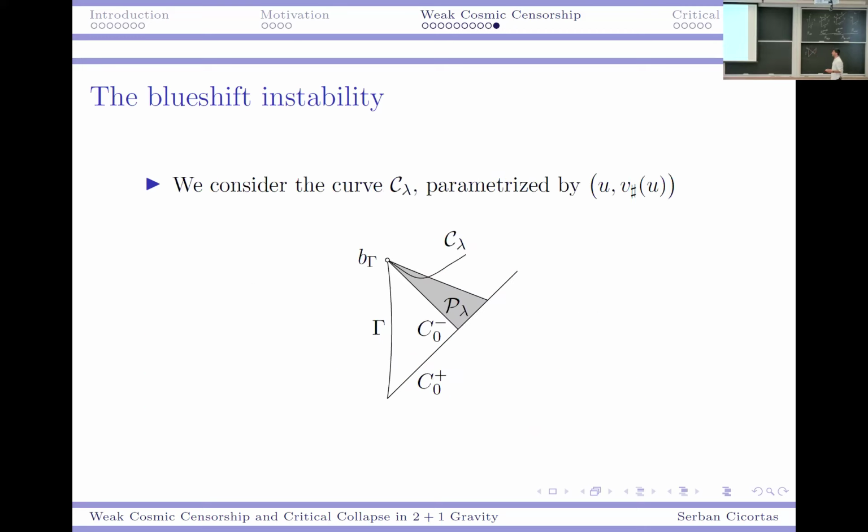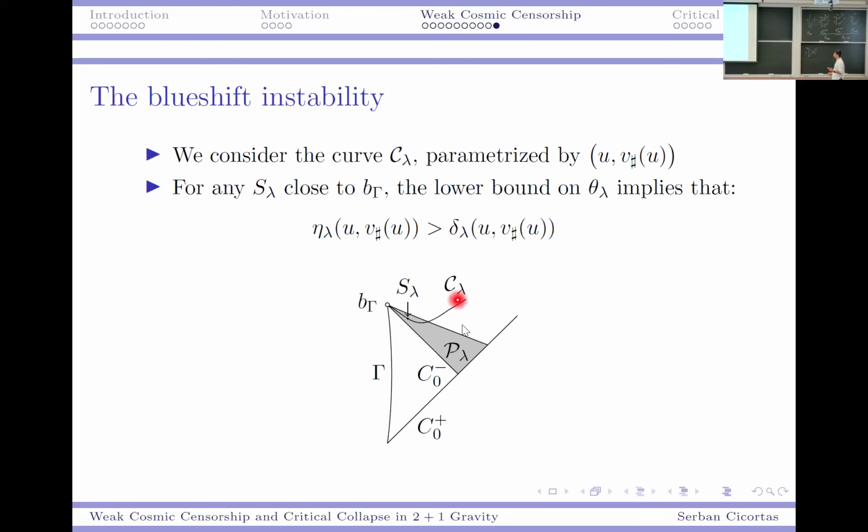And once you have this fact, you can basically show that you form trapped surfaces as follows. So I now consider a curve C lambda. You have to choose it wisely, but basically it enters the region P lambda very close to B gamma, and it ends at B gamma. And on this curve, I'll be able to apply the formation of trapped surface criterion. So I take any sphere. So let's just take this sphere, for example.